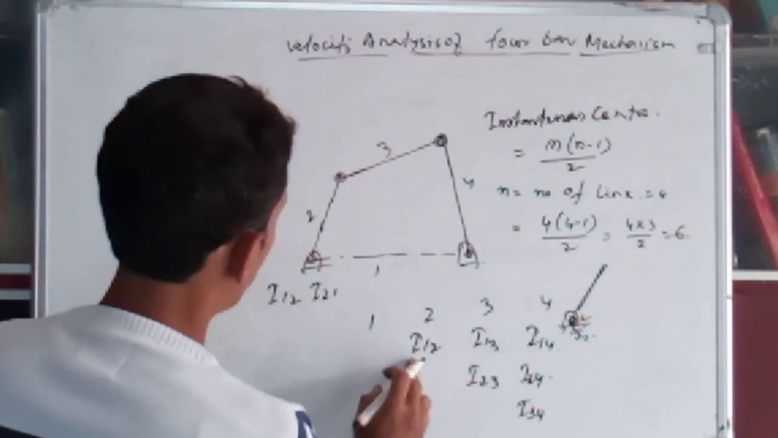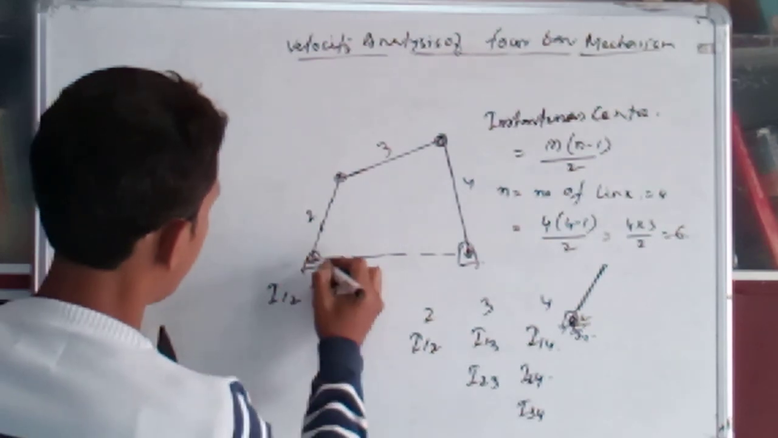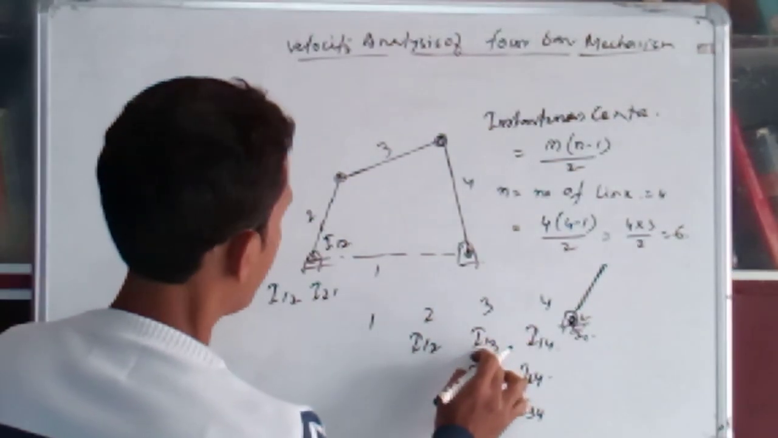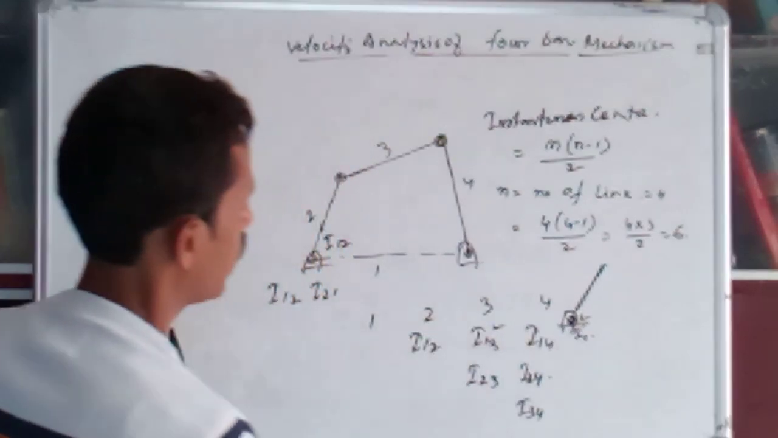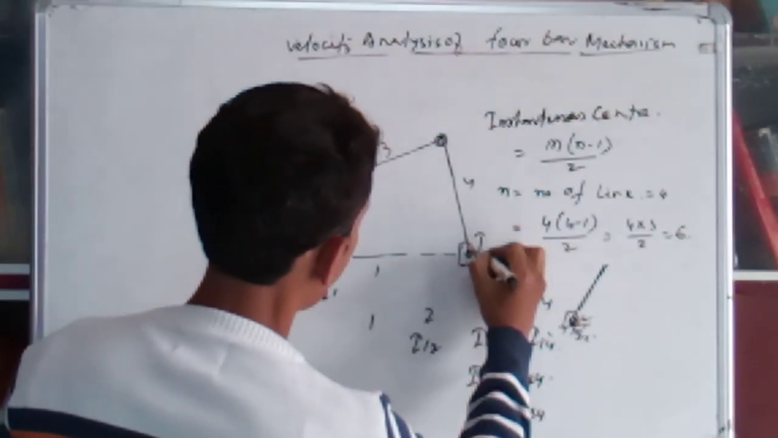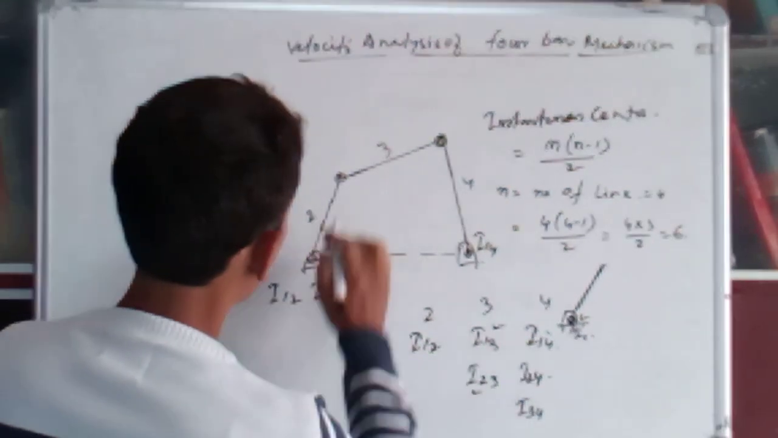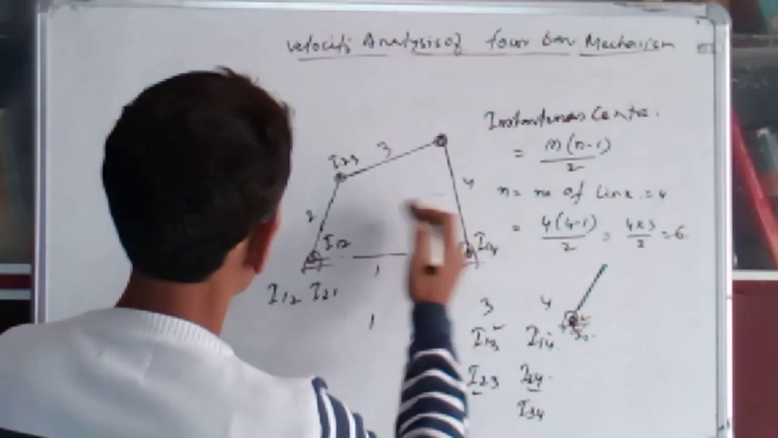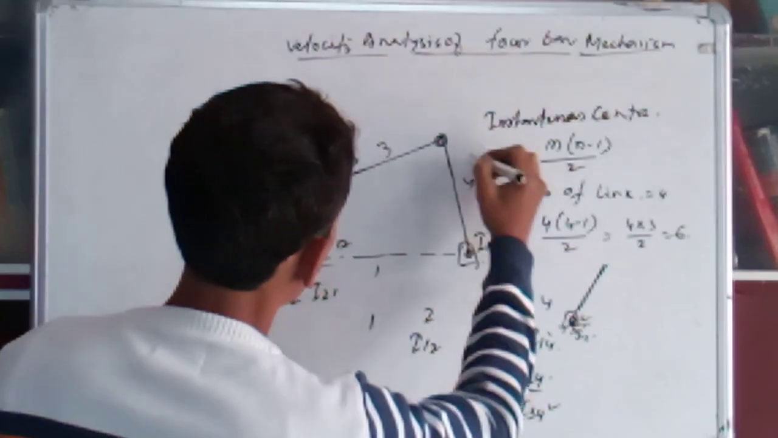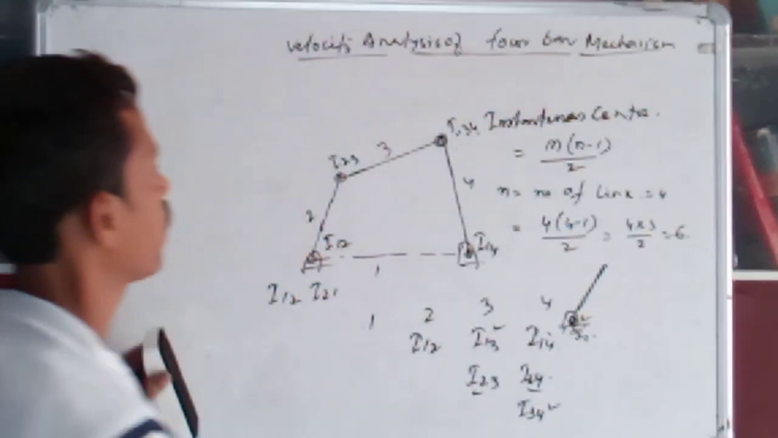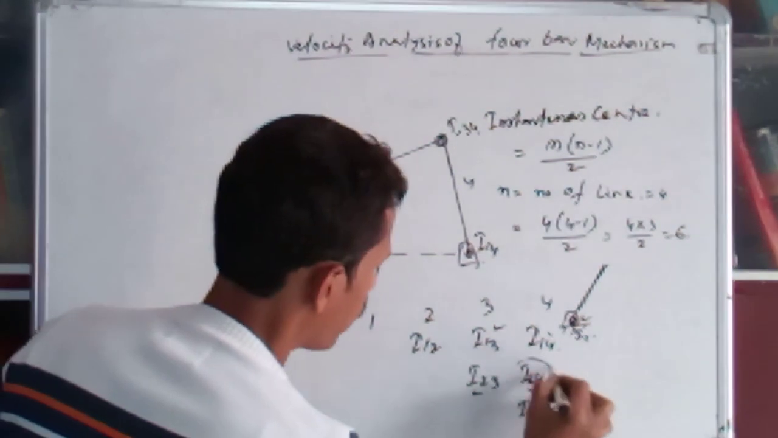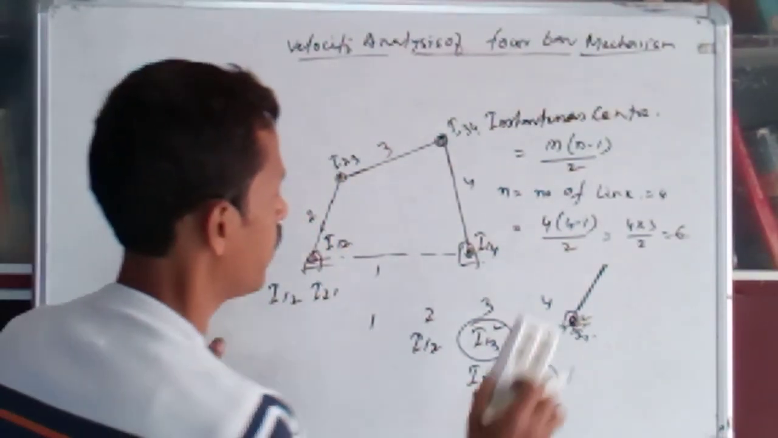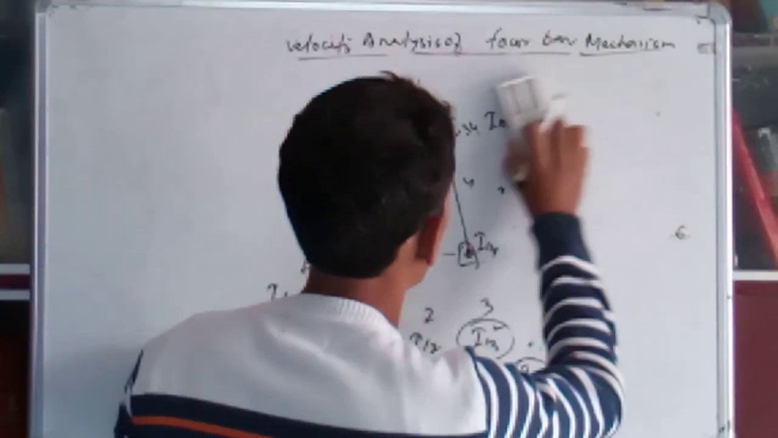Now I12 is between link number 1 and 2. I13 is not known, we have to find it out. I14 is between 1 and 4. I23 is between 2 and 3. I24 is another one we have to find out. Then I34 is between 3 and 4. So we have to find out the instantaneous centers I13 and I24. Now we will find out these two instantaneous centers.